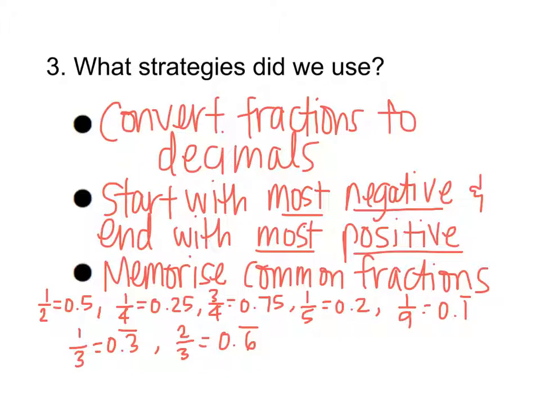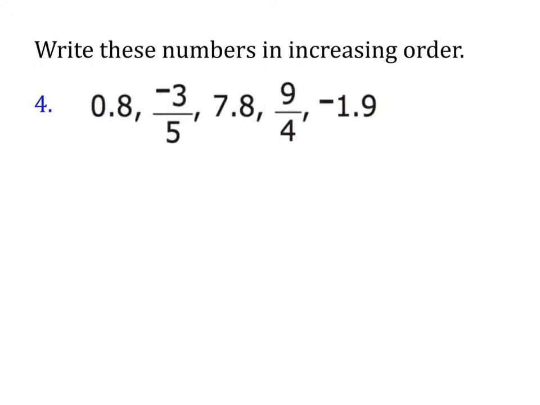So if you don't already, have these common fractions memorized because it will make this process a lot faster and will help you with lots of other problems down the road. So now we're going to take the steps that we just listed, converting fractions to decimals, listing from most negative all the way up to most positive, and we're going to use those common fraction memorizations to help us write these numbers in increasing order. So my first step is to take my fractions and to convert them to decimals.